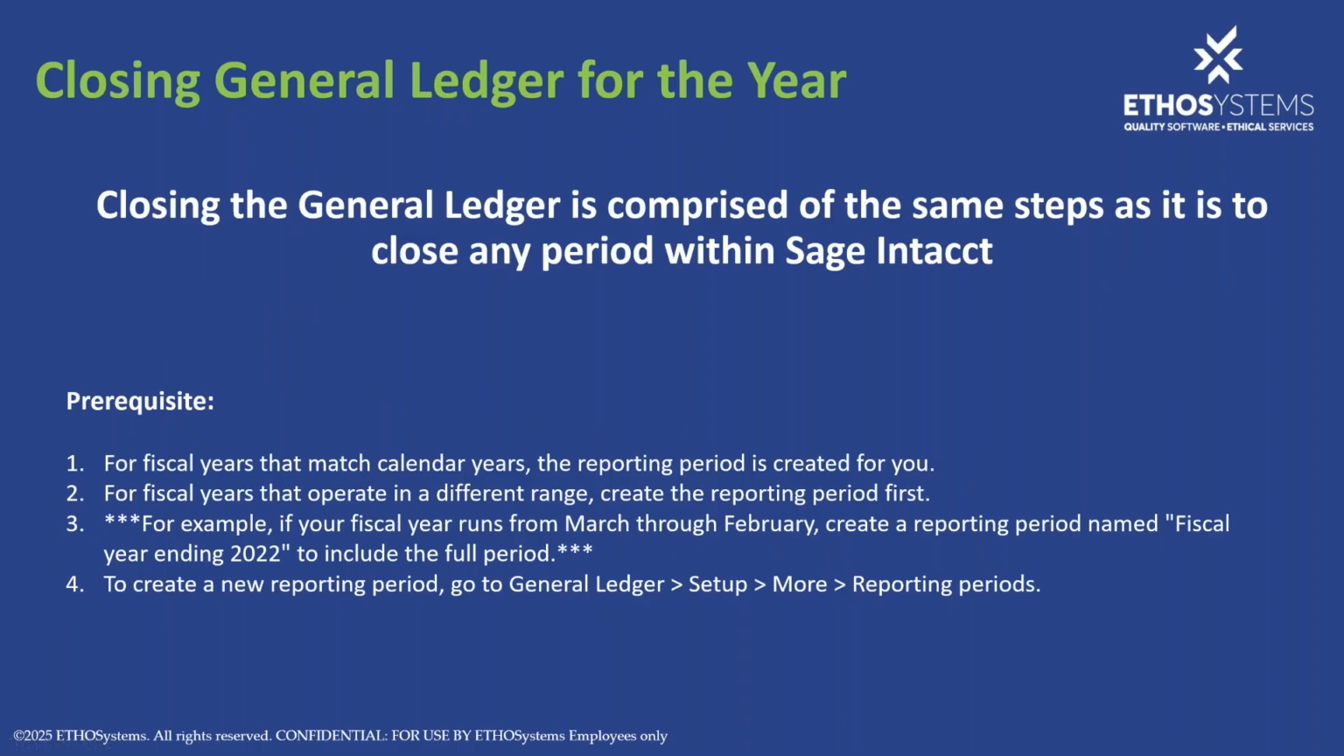Number 3, I put a couple extra asterisks there because I wanted to make sure you pay attention to that. If your fiscal year runs March through February, create a reporting period named fiscal year end. I think I beat that one to death for you guys this morning. And then you can create your reporting period straight out of GL under that More menu at the GL setup tab, the More option, which is in the lower right-hand corner. I call it the junk or miscellaneous menu option because we throw things like reporting periods, terms, those one-off little tasks that might not have a specific place in the menu.